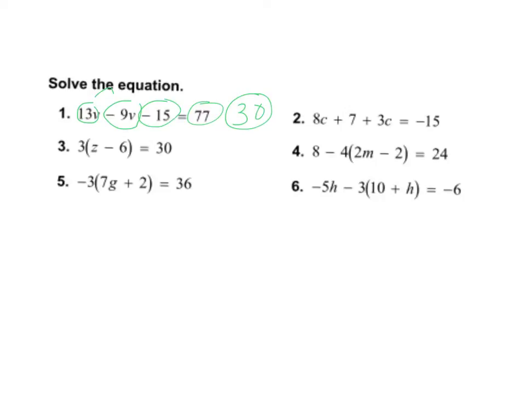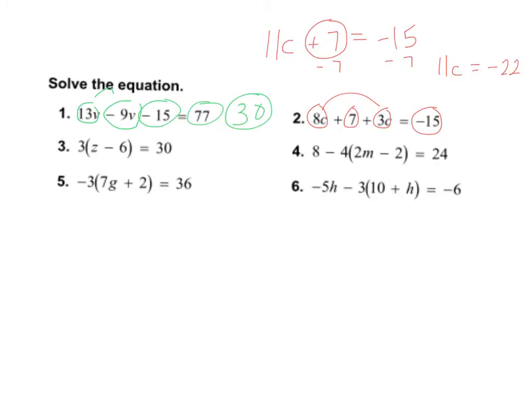Alright, number 2, my terms are 8c, 7, 3c, negative 15. The like terms I'm going to put together. That's going to give me 11c plus 7 is equal to negative 15. I'm going to get rid of this positive 7 by subtracting 7 from both sides. That's 11c is now equal to negative 22. Divide by 11. C is equal to negative 2.